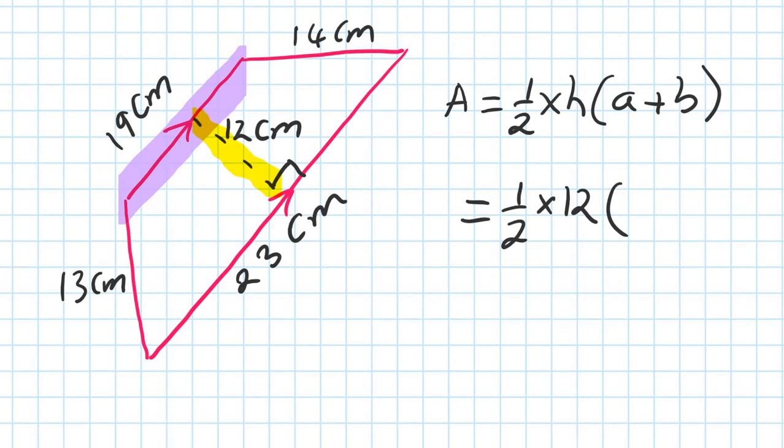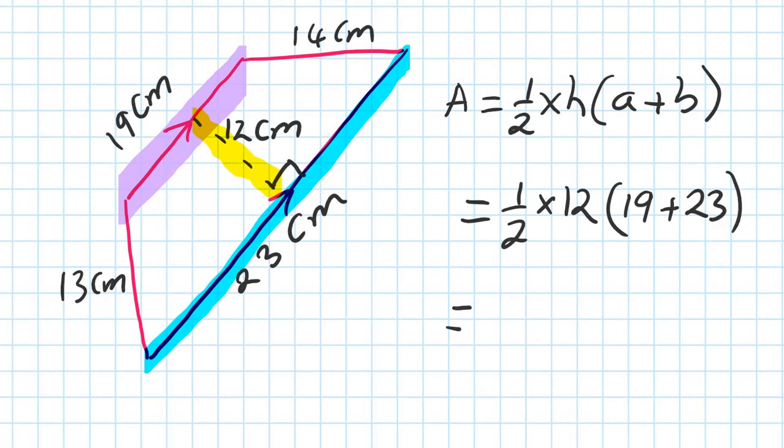So I can use A is 19. So let's just go 19, add B. So B is this one, or A is 23. Doesn't matter. So the lengths of the parallel lines are added together, which is 23. If you put that in your calculator, you should get 252 centimeters square. Okay, as easy as that. Just stick to the rule.